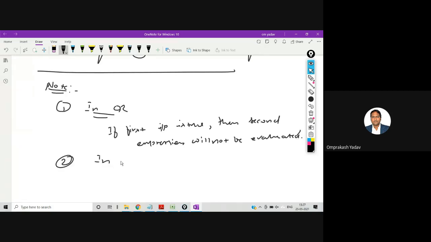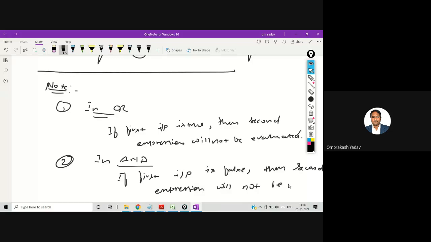In case of AND, if the first input is false, then the second expression will not be evaluated. Okay, that's why we were getting that kind of output. So remember these two things. These are just like a short circuit effect, we can say. It's a short circuit effect of logical operators OR and AND.